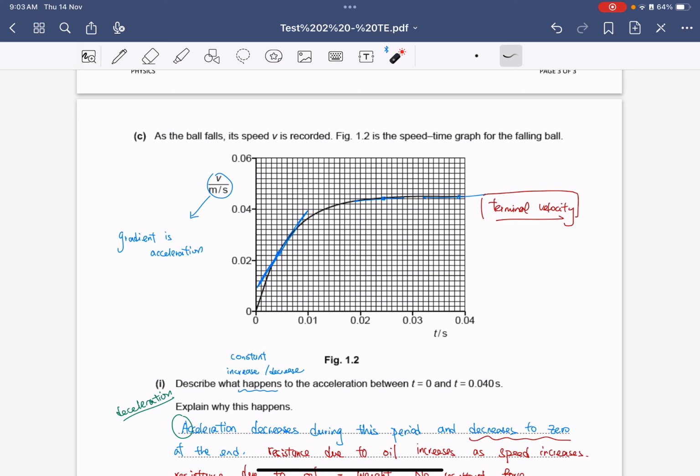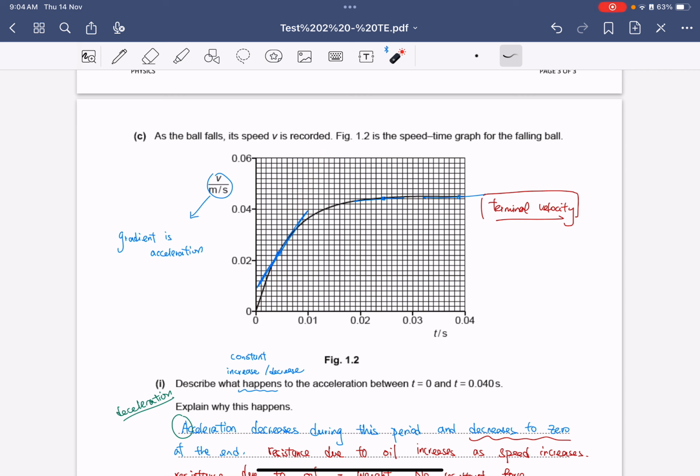So that is the difference. So if this is confusing, then we boil down to the definition. Acceleration is the gradient of the graph. You look at the gradient. If the gradient decreases, then the acceleration decreases. If the gradient is constant, then the acceleration is constant.